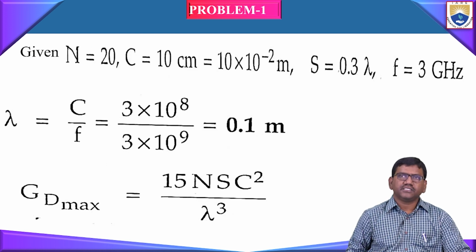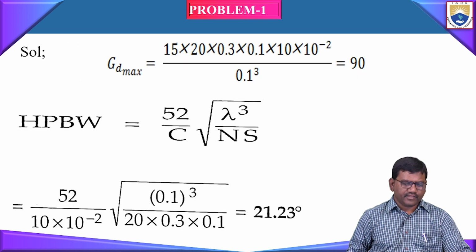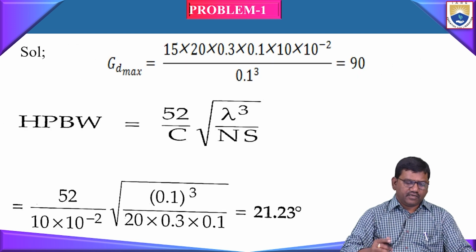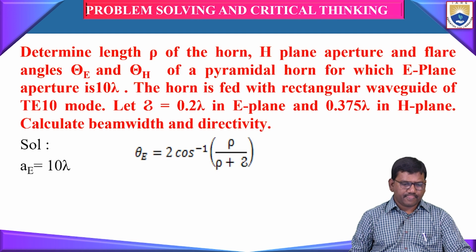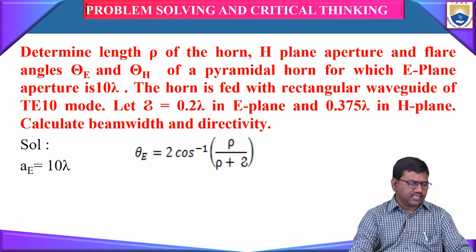N is equal to 20, C is equal to 10 centimeters, S is equal to 0.3 lambda, f is equal to 3 gigahertz, and lambda is equal to C by f, which is equal to 0.1 meters. If you substitute the data, you will get the half power beam width equal to 21.23 degrees.